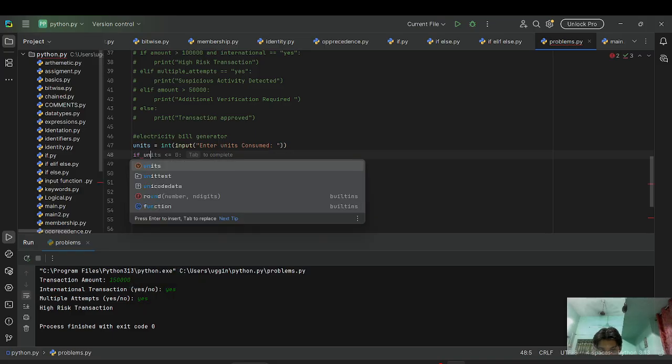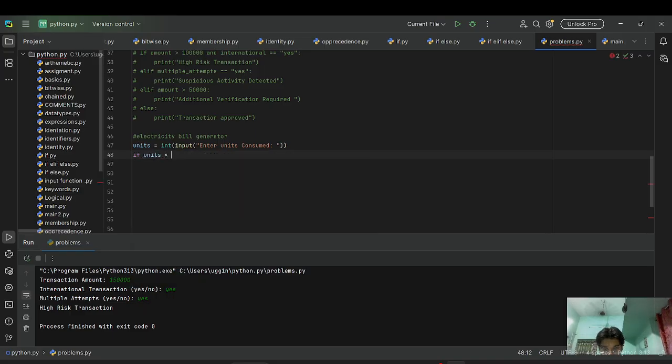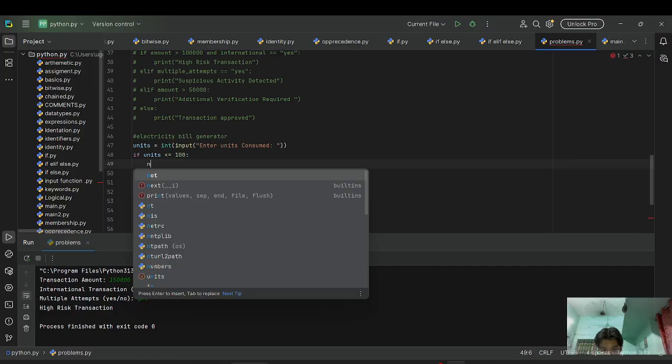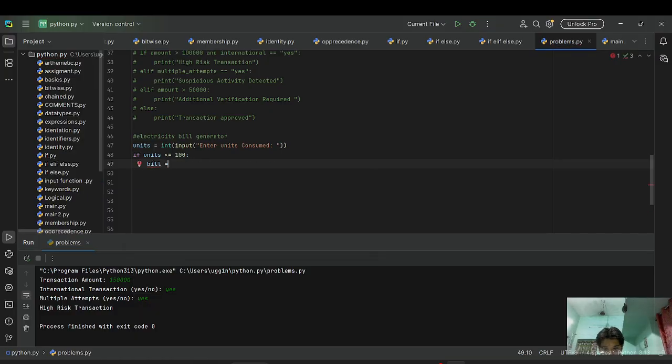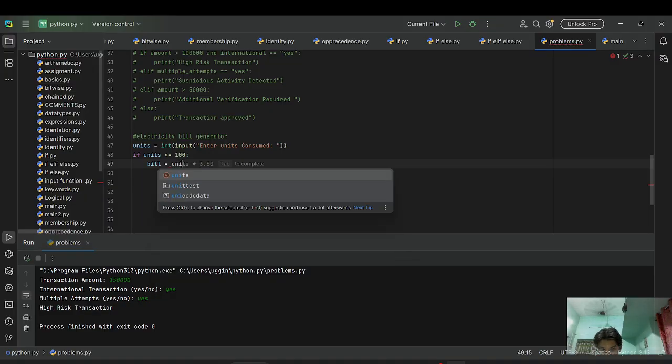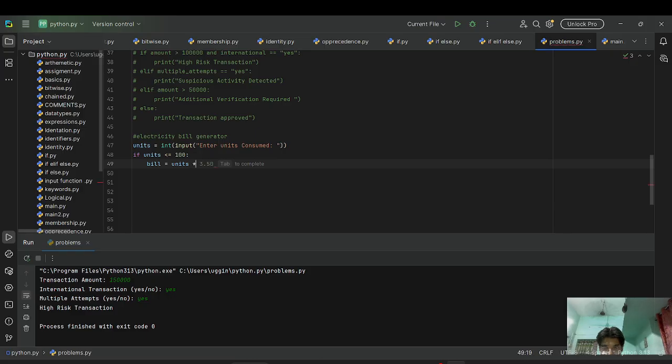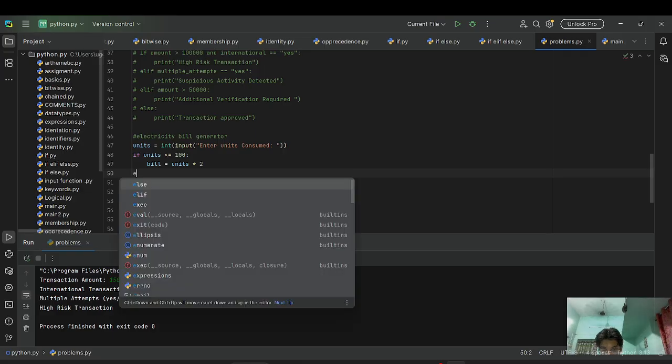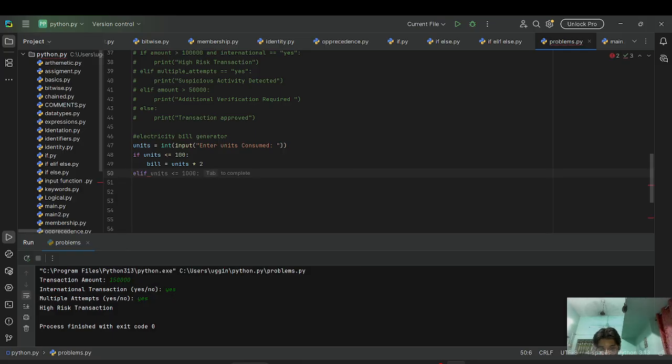Suppose if units less than or equal to 100, now bill is equal to units into 2. Next condition, else if units less than or equal to, let's take 300.